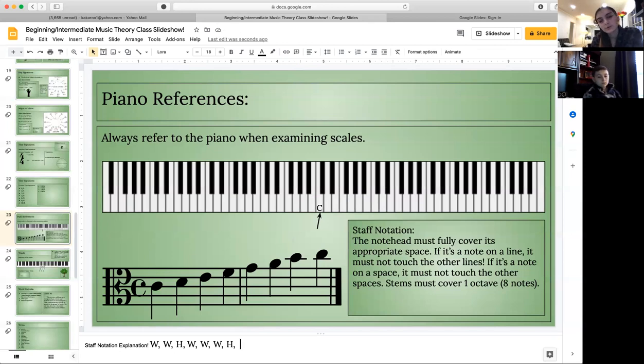So, Colin, what's your favorite major key so far that we have on the circle? Probably just D. D is a good one.